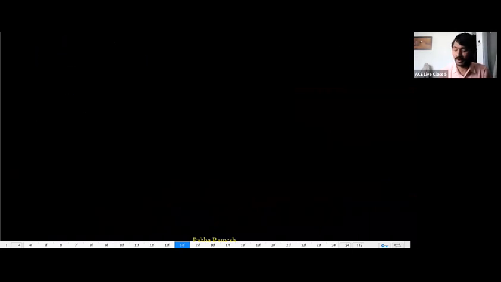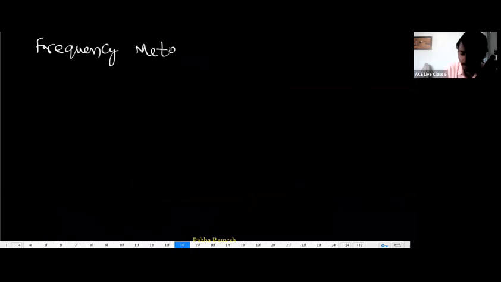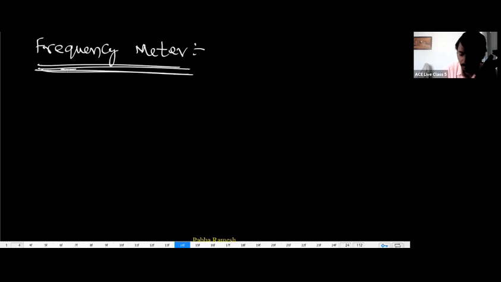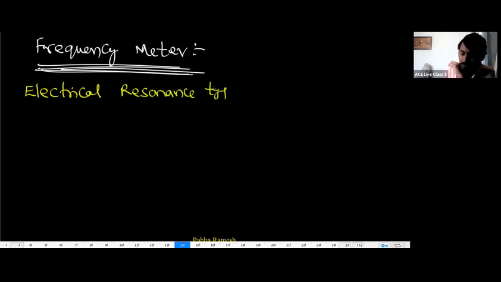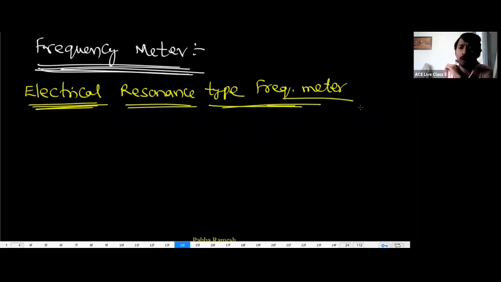Right. Now, one more point is there, that is the frequency meter. So what is a frequency meter? Here, generally one type is the electrical resonance type frequency meter. This is generally a common type of frequency meter. Other devices are there, but this is generally there topic-wise. That is a miscellaneous topic only I'm taking.